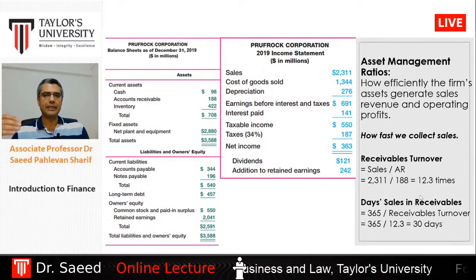This means that we collected our outstanding credit accounts and reloaned the money 12.3 times during the year. In other words, on average, we collect our credit sales in 30 days. How did we get 30 days? Just 365 days divided by 12.3 times. It means every 30 days on average we can collect our credit sales, right?